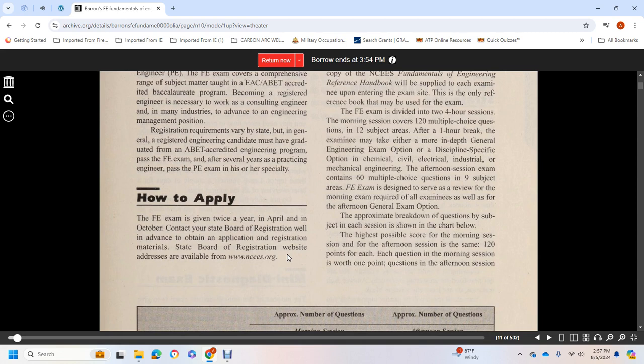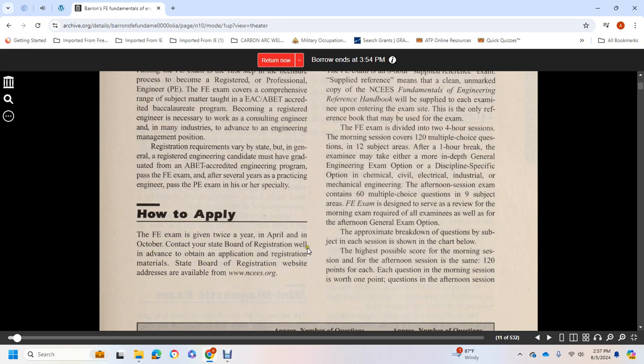How to apply: the FE exam is given twice a year, in April and in October. Contact your state board of registration to obtain the application and registration fee. State board registration websites are available at NCEES.org.